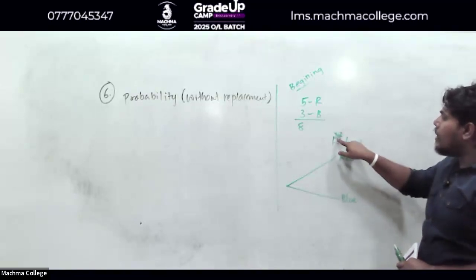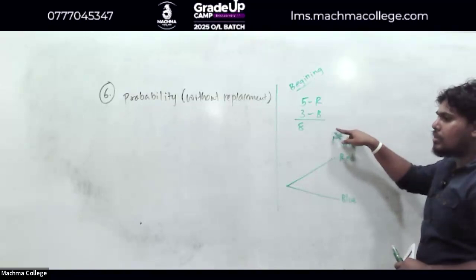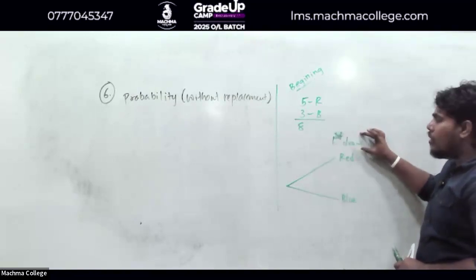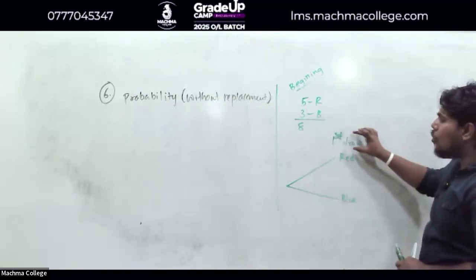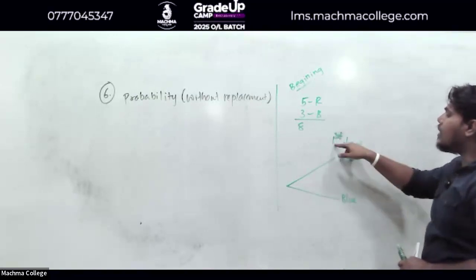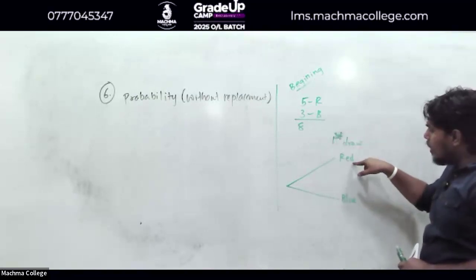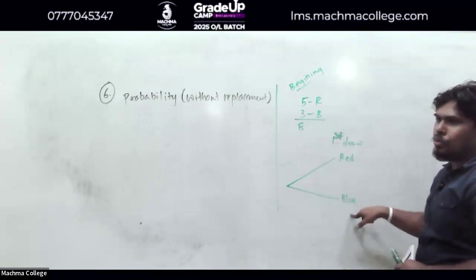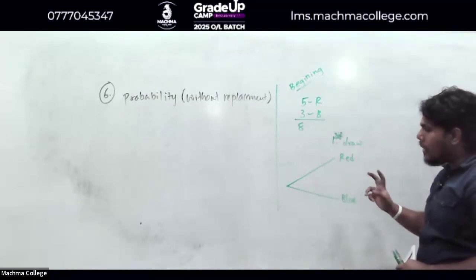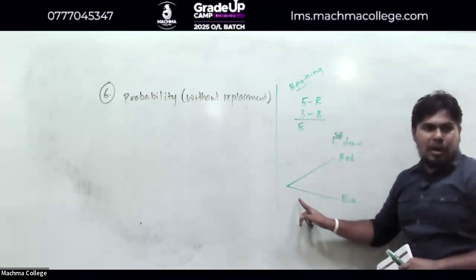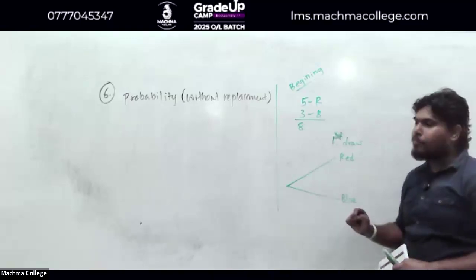Here you write the outcome, red or blue. Probabilities are written on the branch. On the branch you have to write the probability.